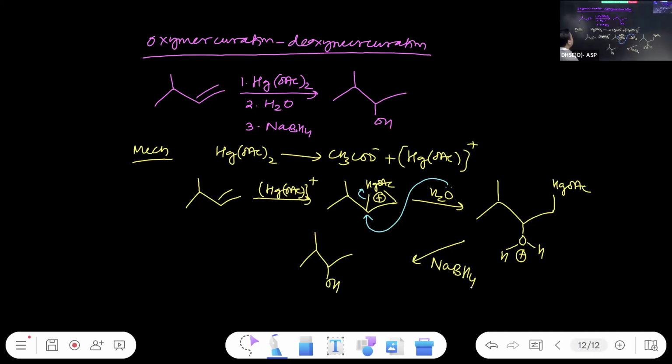Mercury is a heavy metal. In the alkene chapter we saw that halogens form a halonium ion, which makes a 3-membered cyclic intermediate. Similarly, mercury being a heavy metal makes a 3-membered cyclic intermediate. Quickly finish, then we will discuss the questions.